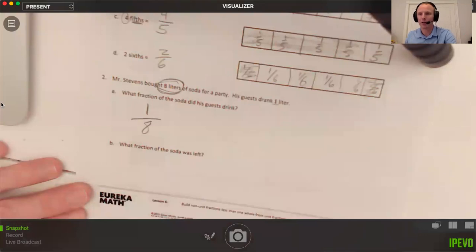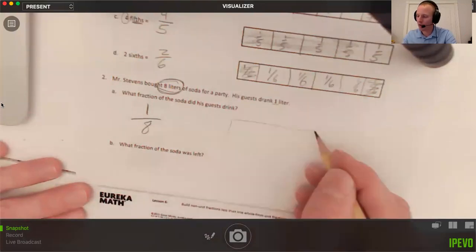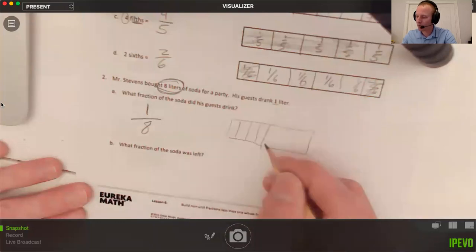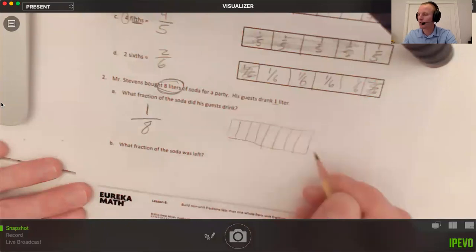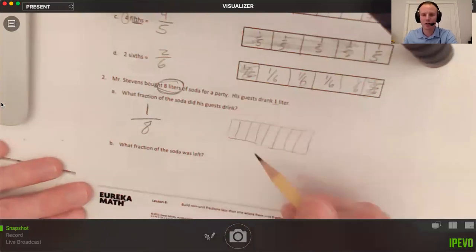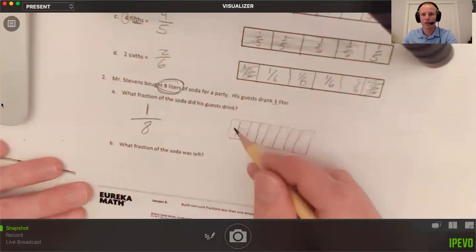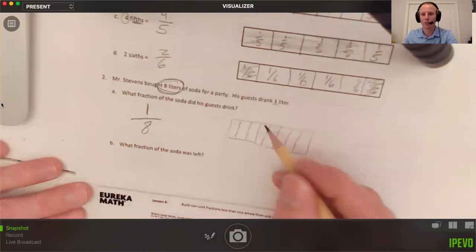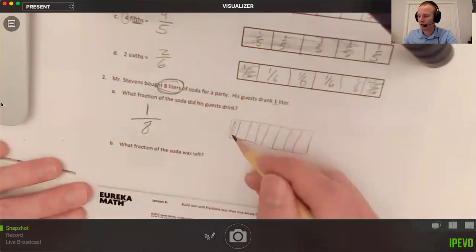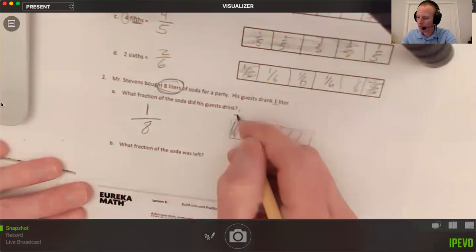Sounds like he needs to plan better because he bought way too much. Right? And so I could draw that like 1, 2, 3, 4, 5, 6, 7, 8. So here's 8 parts. You could think of each of these as a bottle of soda, right? We've just put them all on a line here, but there's 8 bottles of soda, and his guest drank one of the bottles. So they drank 1/8.